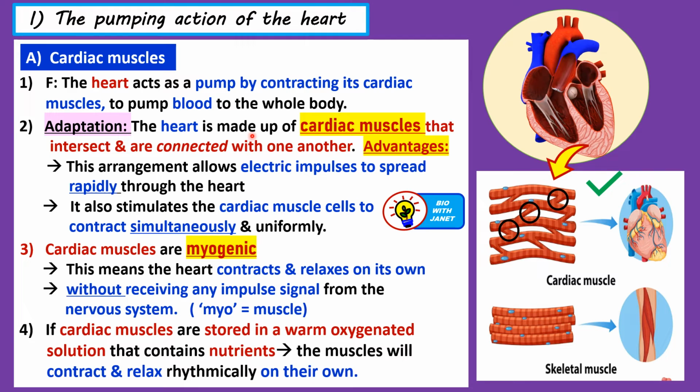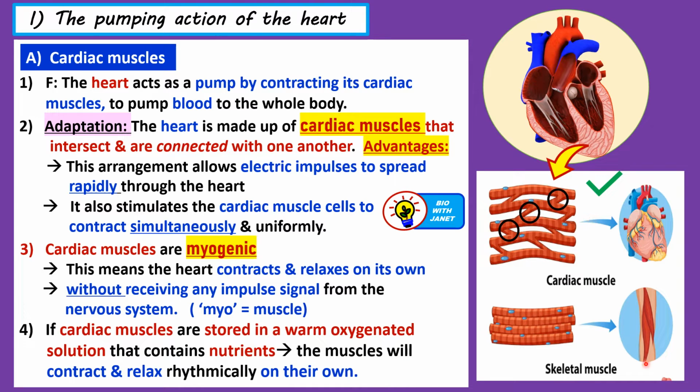And what are the adaptations of the cardiac muscles? Now, the first adaptation is that they intersect and are connected to one another. You can see these structures here that act like bridges, right? To connect the muscle fibers in the cardiac muscle tissue. So the advantage of this arrangement is that it allows the electrical impulses to spread rapidly through the heart, to stimulate the cardiac muscle cells to contract simultaneously. That means all together at once and uniformly.